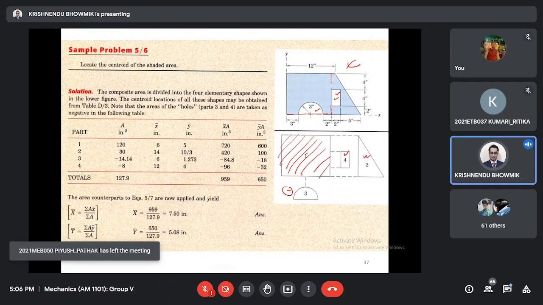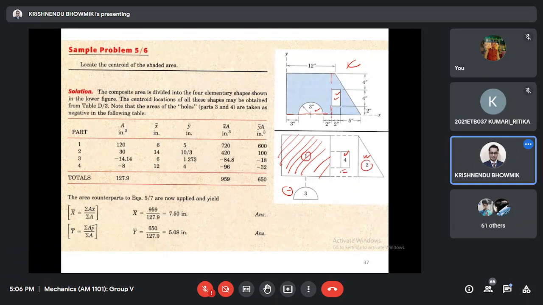So we have 1, 2, both plus, this is minus 3, minus 4. So this is the composite structure. We want to calculate the centroid of the shaded area. What are we going to do? We split it into 4. After splitting into 4, area 1 is positive, 2 is positive, 3 is negative, 4 is negative.